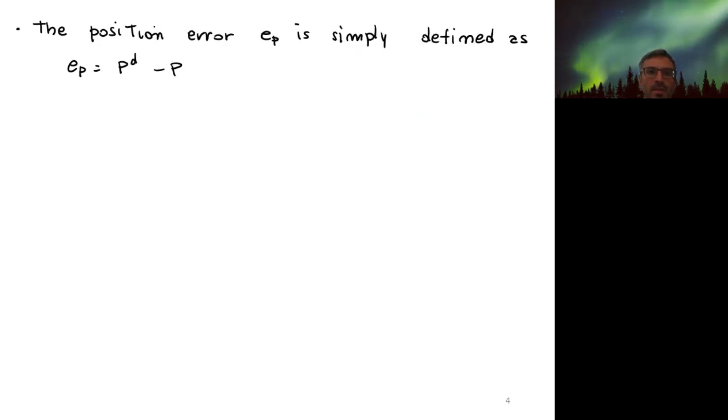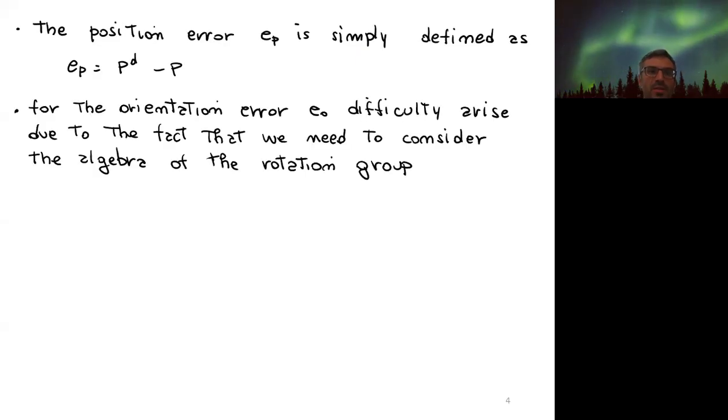Now, if you compare to the linear case, where we define the position error simply by subtracting the actual position from the desired one, in the orientation case, as I said, there are some difficulties that arise due to the fact that we need to consider the special algebra of a rotation group. And we cannot just subtract rotation matrices from each other, because we have all the orthonormal constraints to be satisfied.